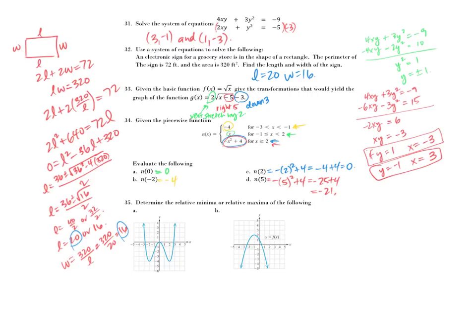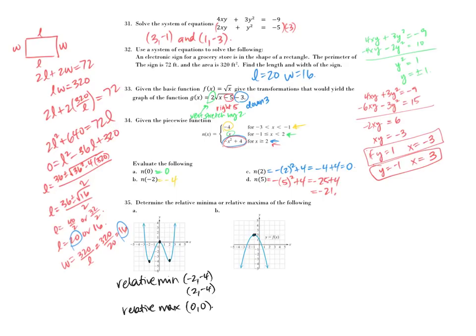Next one, determine the relative maximum min of the following. So if I look at A, I can see that I have 3 points here where I have these kind of relative maxes and mins. So relative min, so we can say relative mins occur at the point negative 2, negative 4, and at the point 2, negative 4. And we have a relative max at the point 0, 0.